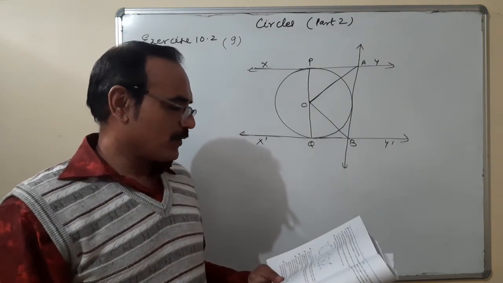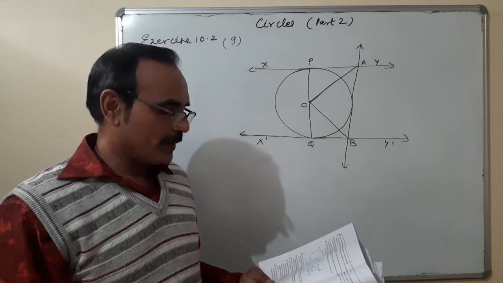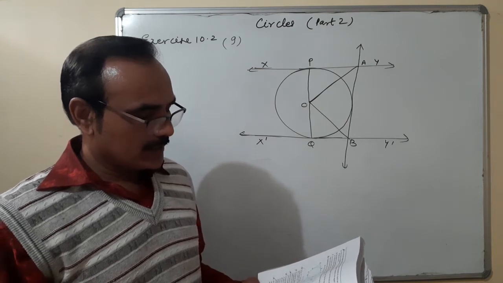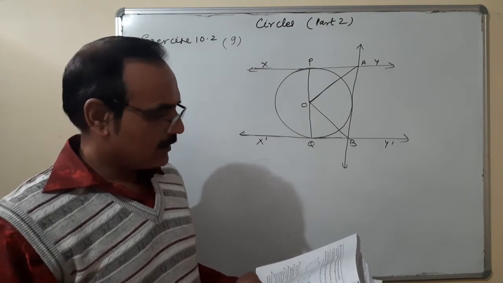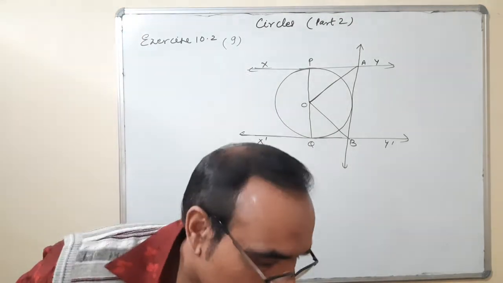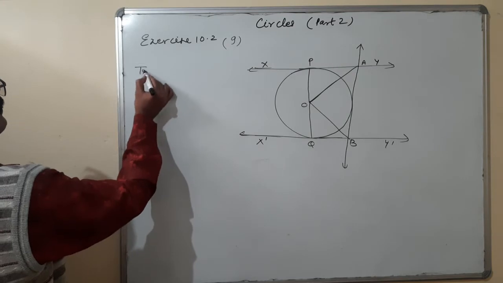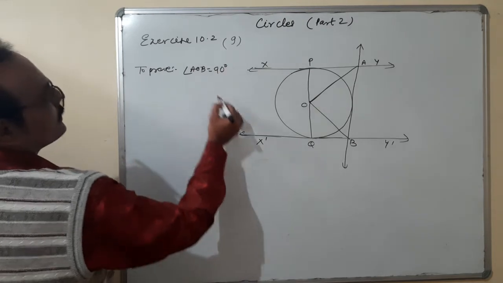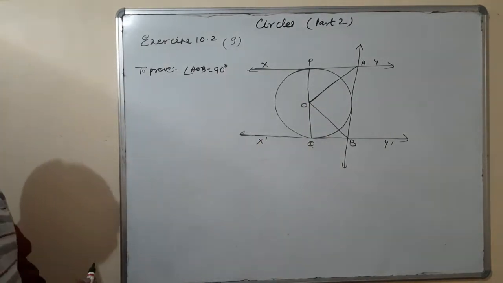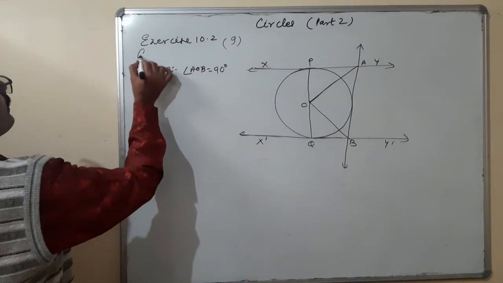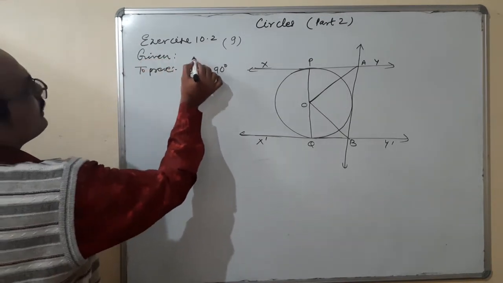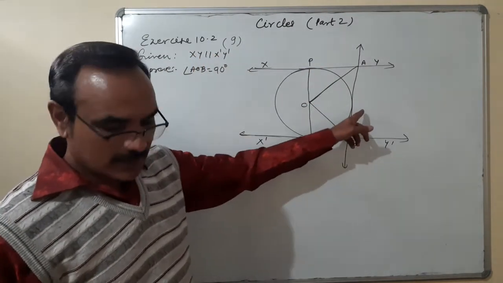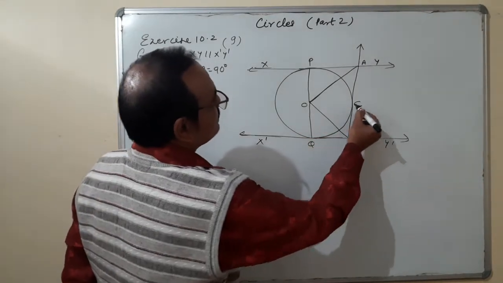Description is here. Figure 1.10.13: x, y, x dash, y dash are two parallel tangents to a circle with center O, and another tangent AB with point of contact C intersecting xy at A and x dash y dash at B. Prove that angle AOB is equal to 90 degrees. To prove angle AOB is equal to 90 degrees. And what is given? xy is parallel to x dash y dash, and AB is a transversal. This is a point given here, it is point C.